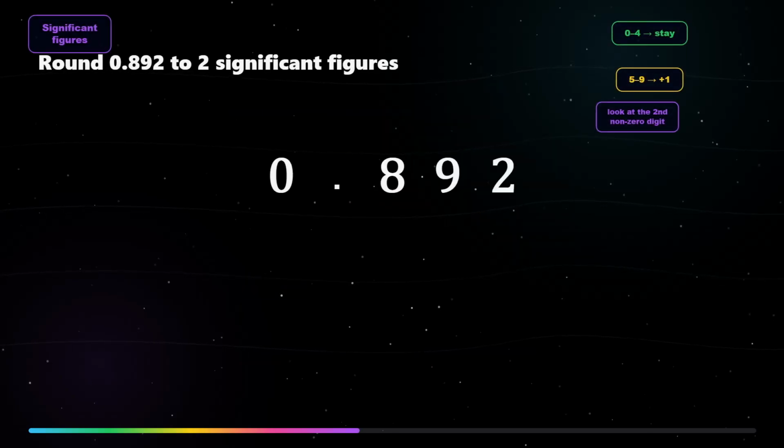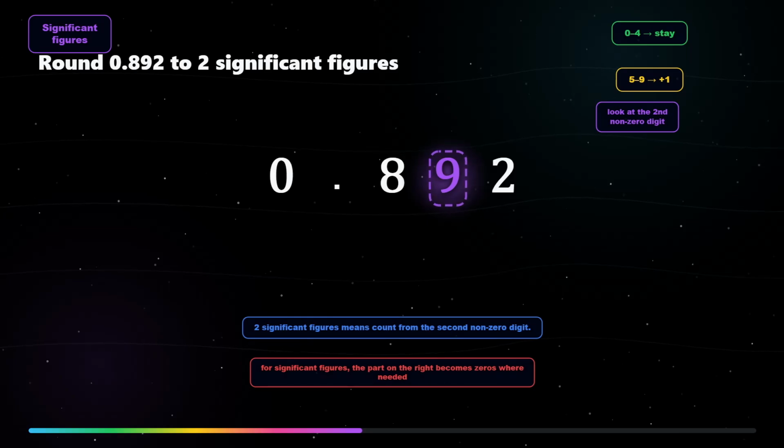Now round 0.892 to 2 significant figures. Start counting from the first non-zero digit. The first significant digit is 8. The second significant digit is 9.